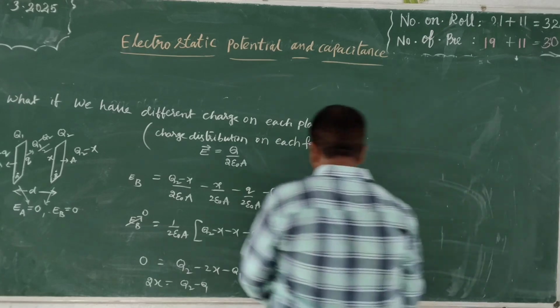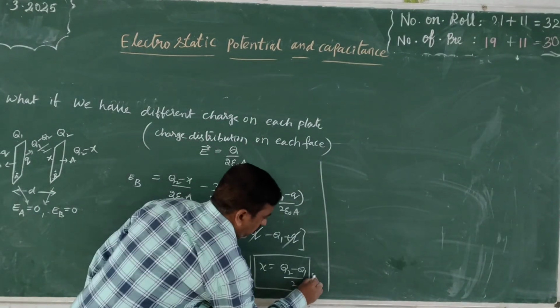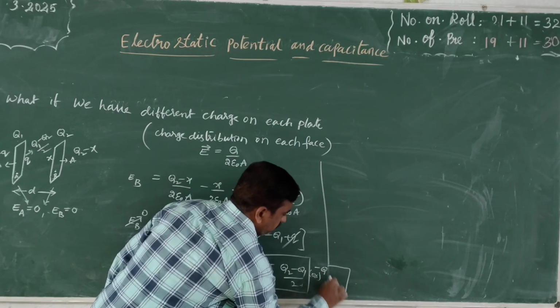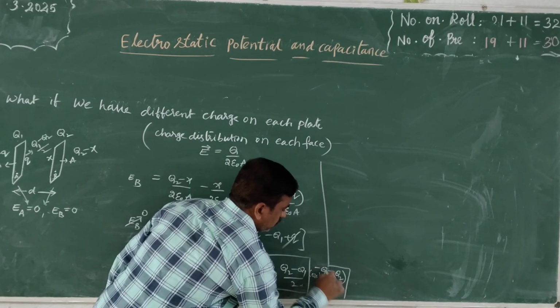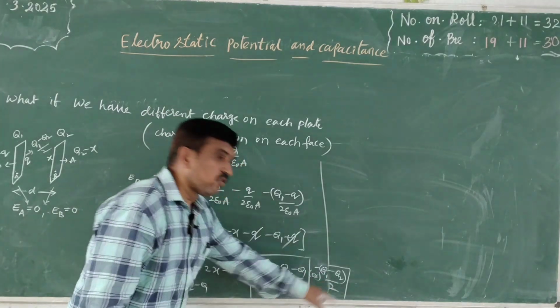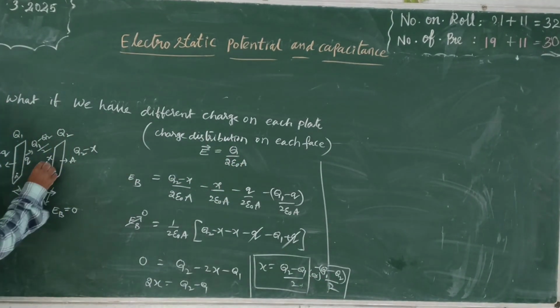So we can write this one, or we can write minus of q1 minus q2 by 2 also. Either q2 minus q1 by 2, or minus of q1 minus q2 by 2. So this value is minus of q1 minus q2 by 2.